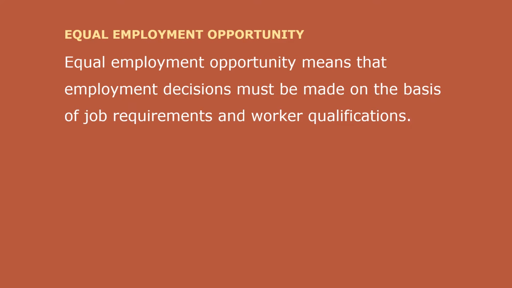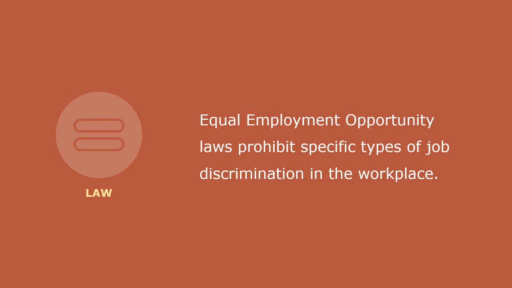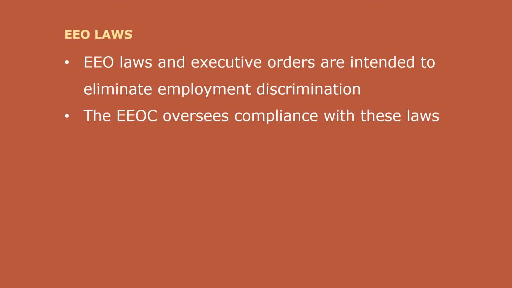Equal employment opportunity means that employment decisions must be made on the basis of job requirements and worker qualifications. To begin, let's focus primarily on regulations in the form of equal employment opportunity or EEO laws and other regulations related to fair treatment of employees. Equal employment opportunity laws prohibit specific types of job discrimination in the workplace. EEO laws and executive orders are intended to eliminate employment discrimination. The EEOC oversees compliance with these laws.